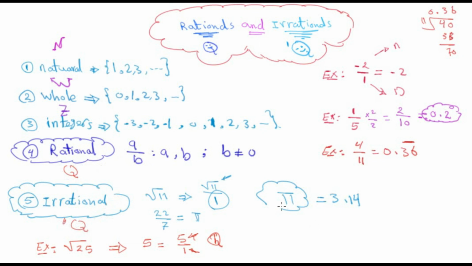So the difference here between rational and irrational is, with a rational number I can write it in the shape of a over b, where a and b must be integers, and b doesn't equal 0. So that is the difference between rational and irrational numbers.